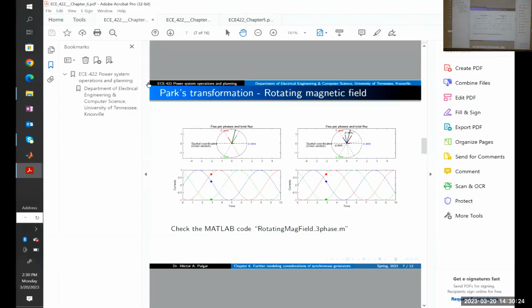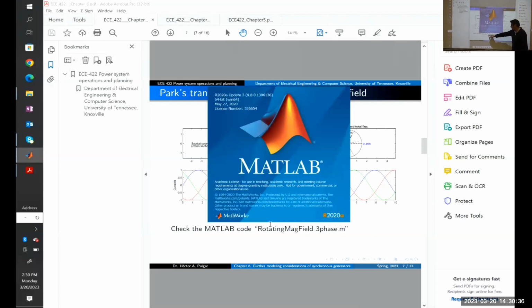Last time you were with me in 325, I created a code for that. So I'm going to put this in Canvas. So go and play with that code. So I used that code, but now I am adding the D and Q transformation to describe what happens to the rotating magnetic field with this new component.